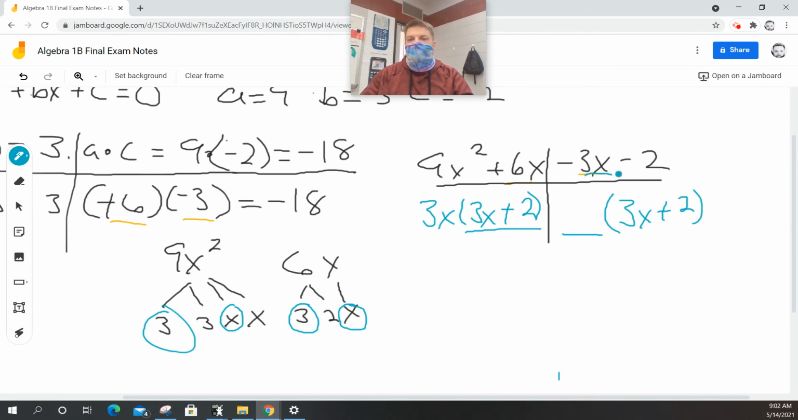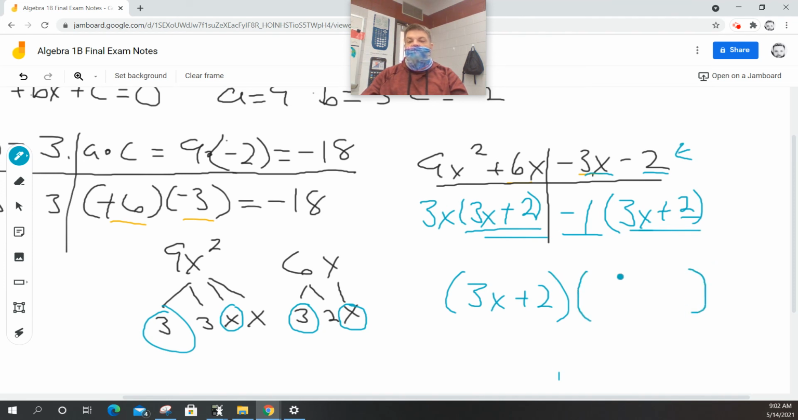What do you notice about this term and this term compared to this term and this term? They're negative, so I'm going to factor out a -1. I factor out a -1 because if I multiply -1 times both those terms in the parentheses, I'll get this line right here. So that means that the factors of this is 3x plus 2, right? That's the common factor, this and this. And what do I have left? Yeah, 3x minus 1. And that is the answer.